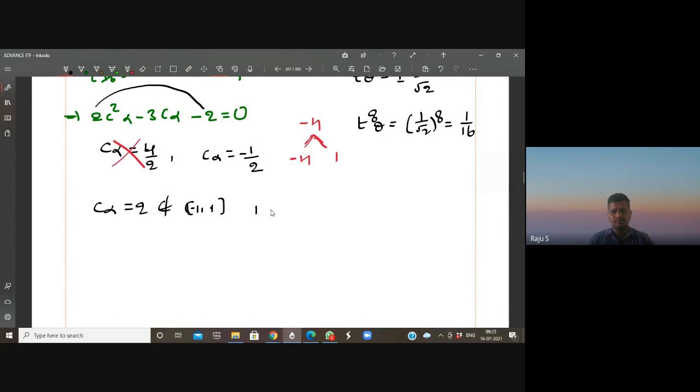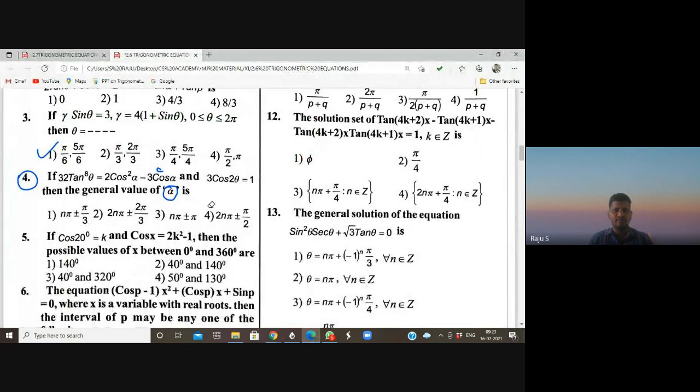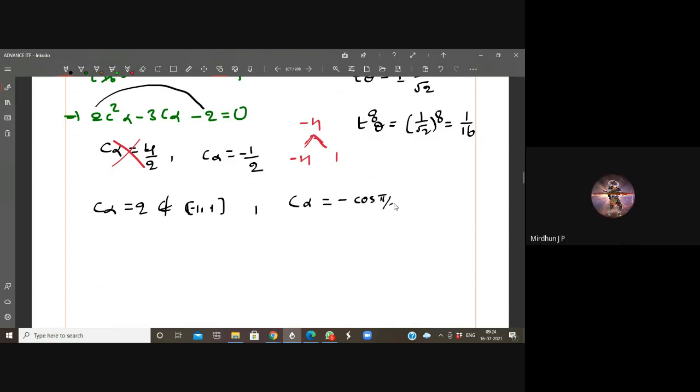So then cos alpha is equal to negative, cos alpha is negative. Pi plus pi by 3. They are asking for the general solution here. They did not ask for particular values. Even though they are asking the alpha value, they did not mention any particular interval, so we need to find a general solution. First you should find the value: cos alpha is equal to minus 1 by 2. 1 by 2 means cos 60, that is pi by 3.